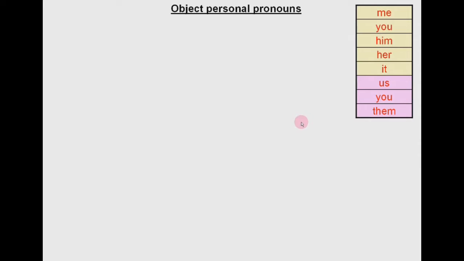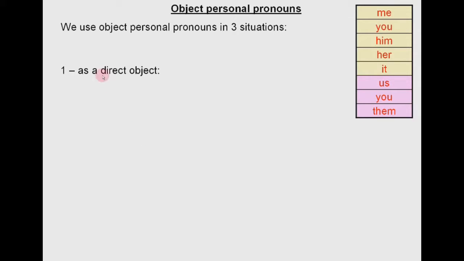Object personal pronouns. So here is the list. Me, you, him, her, it, us, you, them. And we use object personal pronouns in 3 situations. Number 1, as a direct object. Jane likes him. Mark saw us in London today. So him and us, they are the direct objects of the verb.